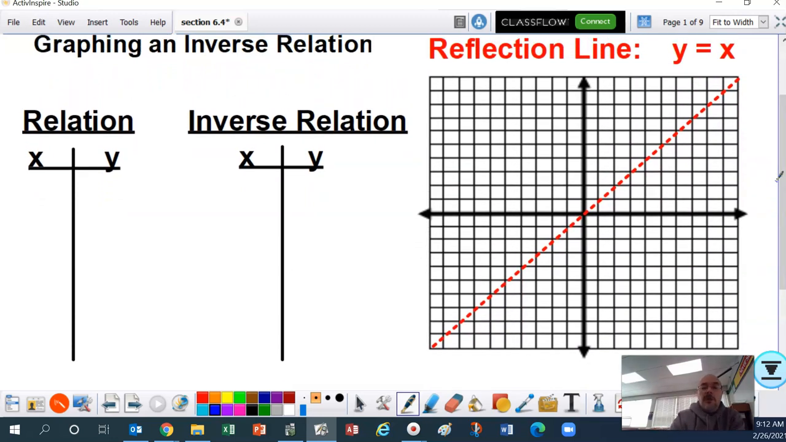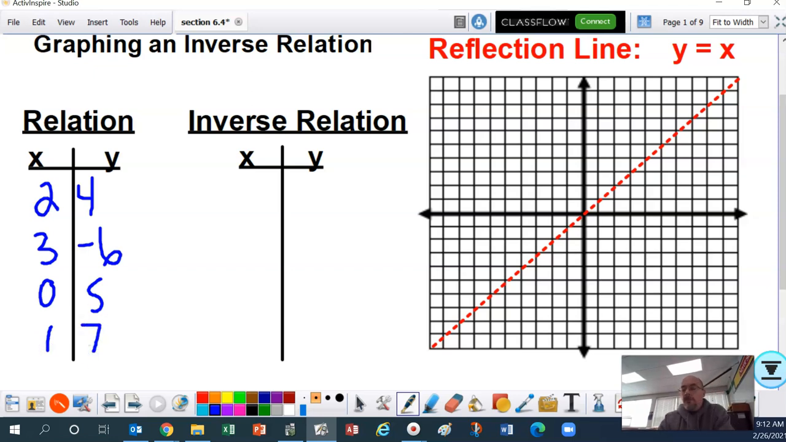Okay, here we go. I'm going to put some ordered pairs over here: 2, 4; 3, -6; 0, 5. And again, if I go too fast, ladies and gentlemen, hit the pause button, catch up, and then continue. And then 1, 7. Now, the inverse relation is super easy. All we do is flip the x and y. So 4, 2; -6, 3; 5, 0; 7, 1.